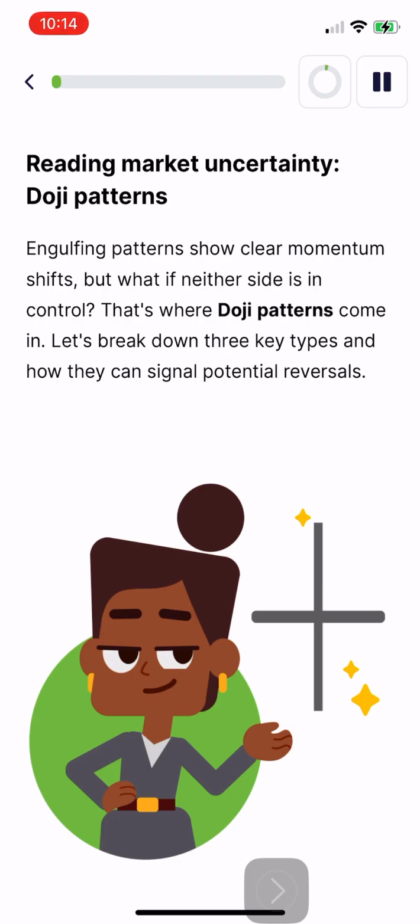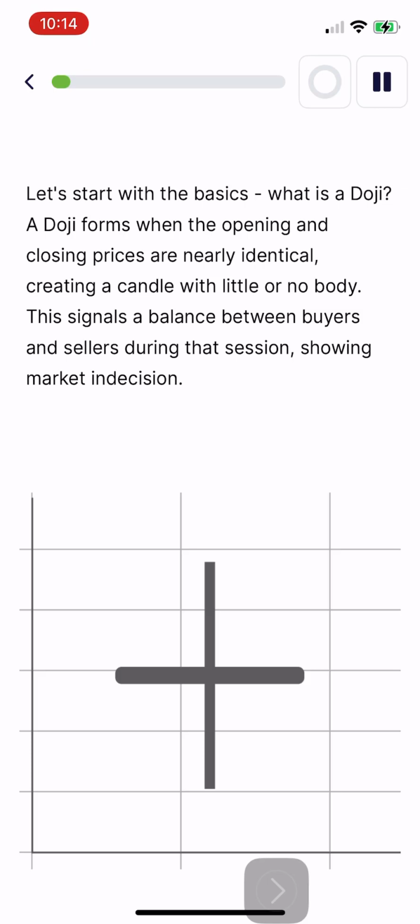Reading market uncertainty. Doji patterns. Engulfing patterns show clear momentum shifts, but what if neither side is in control? That's where doji patterns come in. Let's break down 3 key types and how they can signal potential reversals. Let's start with the basics.